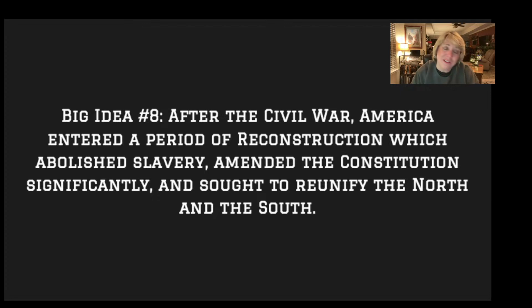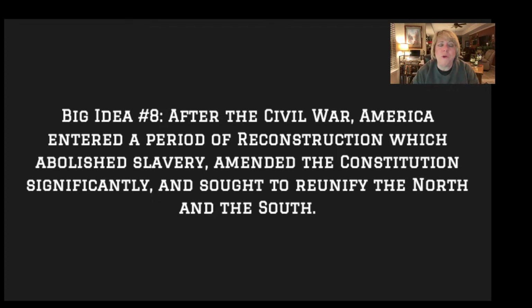The first one was Lincoln's plan, the 10% plan, where he said at least 10% of the population that was able to vote in the 1860 election had to swear an oath of allegiance to the U.S. Constitution. And as soon as each state did that and ratified the 13th Amendment abolishing slavery in our country, then they would be allowed back into the Union.